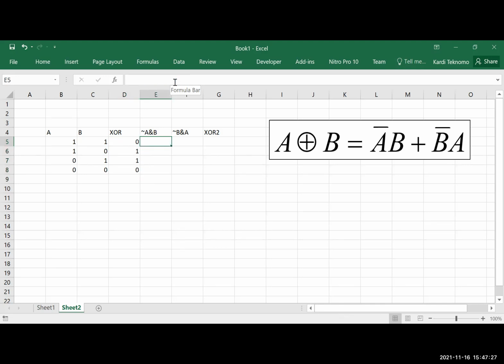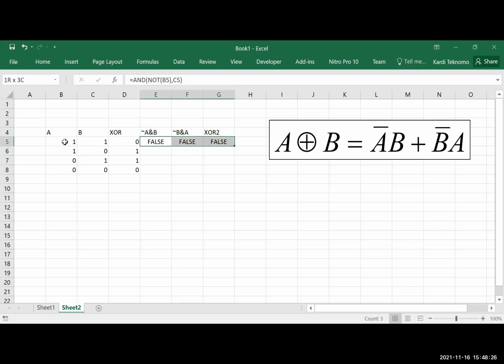So how about this one? NOT A AND B. So you will put NOT of the A, and then AND B, so you put AND here, AND of this with B. How about this one? This one is NOT B and A. So you put AND of NOT B and A. And then the plus means OR, so you put OR of this one, comma this one.